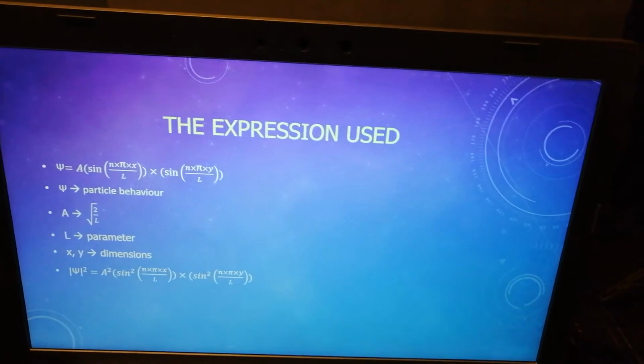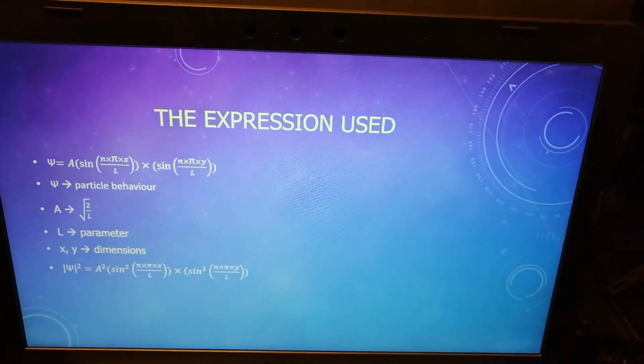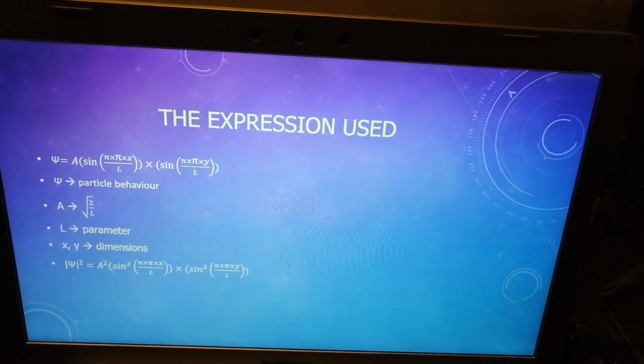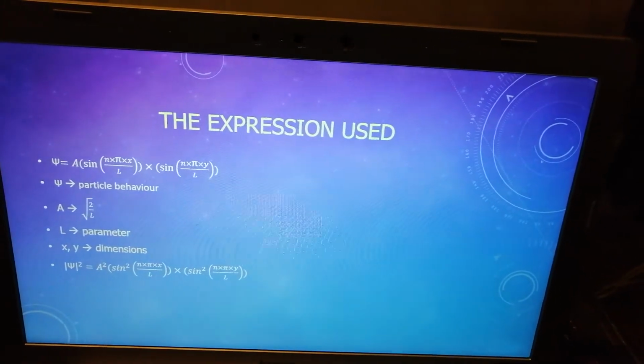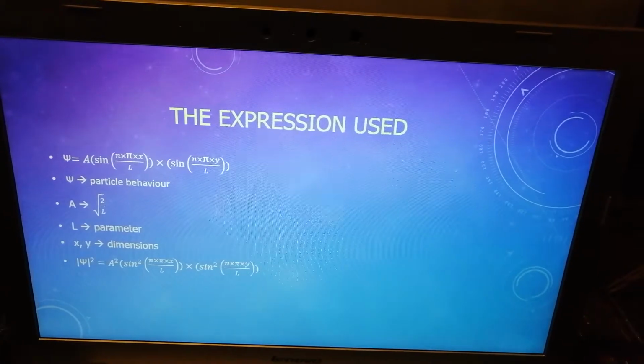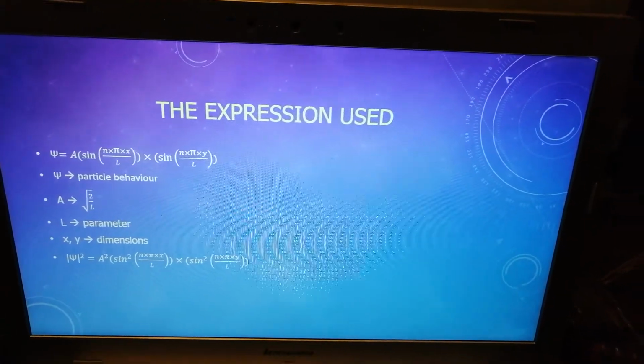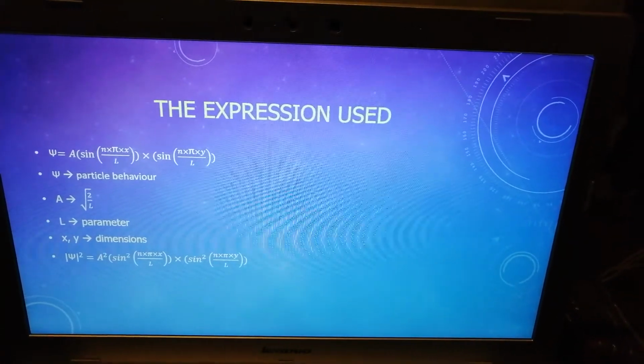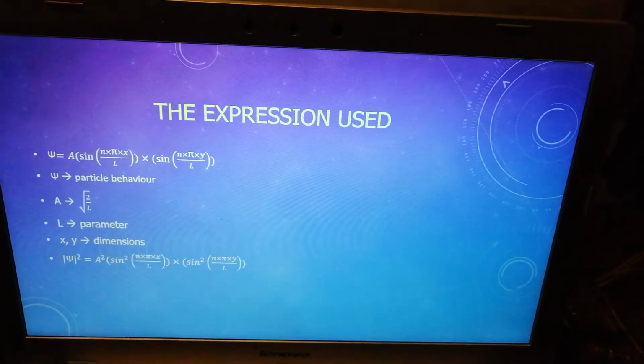To find the probability density of this particle inside this environment, we use the modulus squared of this formula, which gives us a positive probability density, where all of the probability of the particle existing in the environment will be positive.